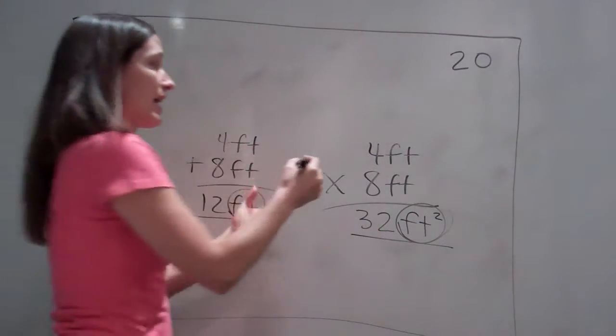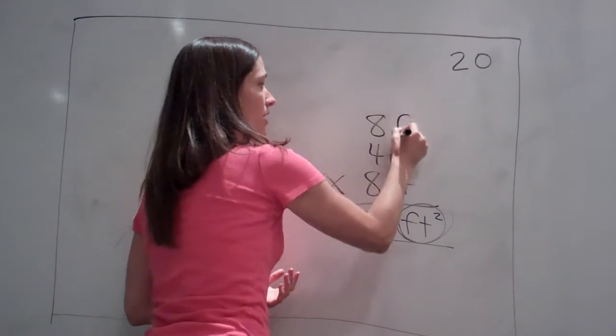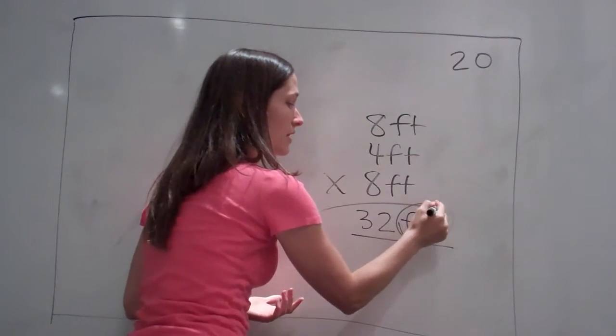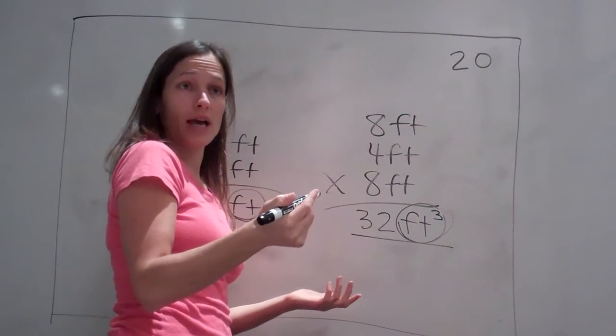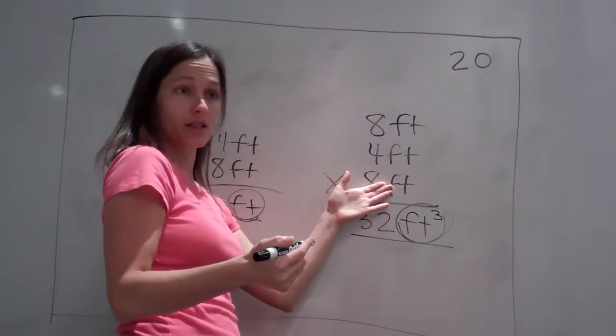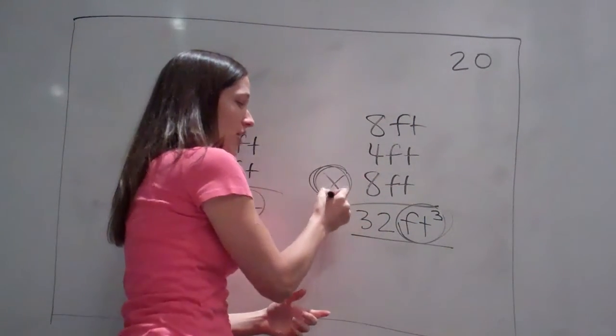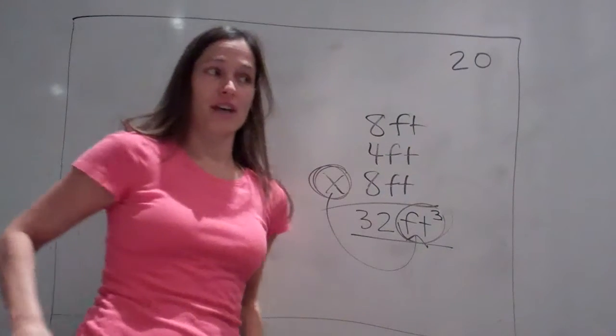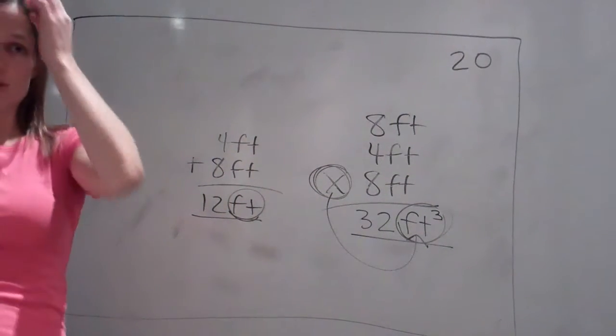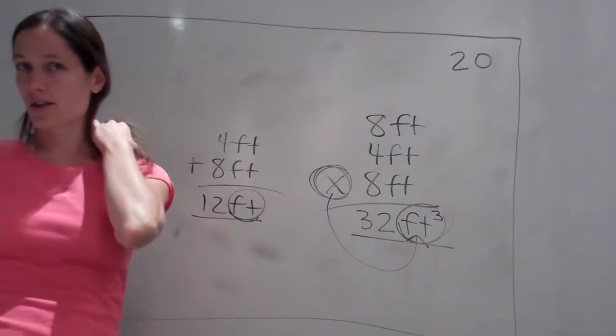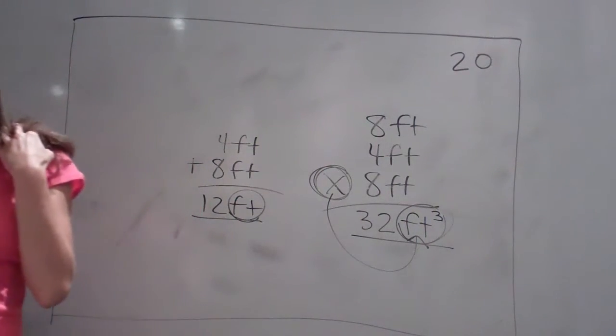All right, and if I had another number, another one like that, it would be feet cubed, if I did feet times feet times feet. When you multiply, you also have to multiply the feet, or the inches, or the centimeters, or whatever. Does everybody understand? That's just a rule that you need to follow.